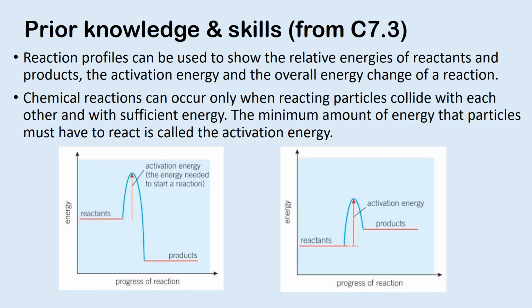Endothermic is kind of the opposite. Remember, the products need to be higher than the reactants, and you've still got the graph going up to break the bonds and then down as the new bonds are formed. This time you've got a positive change though, going from the reactants to the products.